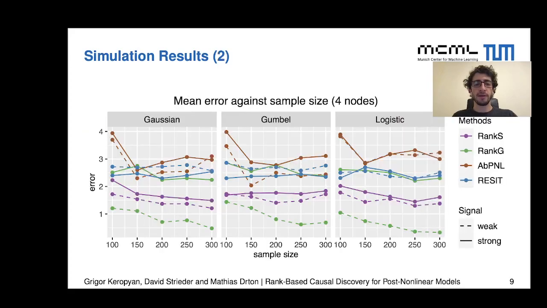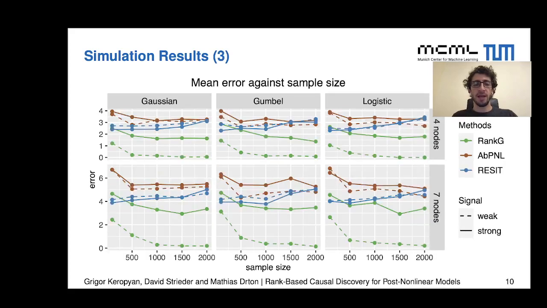We compare our methods, the Gaussian noise method rank G and the general method for unknown noise distributions rank S, with two existing methods, ABPNL and RESIT, which are also based on recursive sink node identification procedures. However, they employ independence criteria for both steps, learning and testing. In the plot, we compare these methods for graphs with 4 nodes with strong and weak SNR settings. We see that the rank S method outperforms others, except for rank G in weak SNR settings.